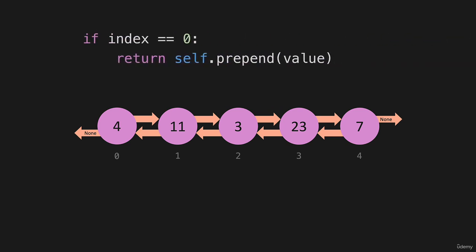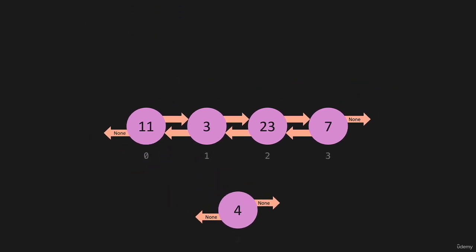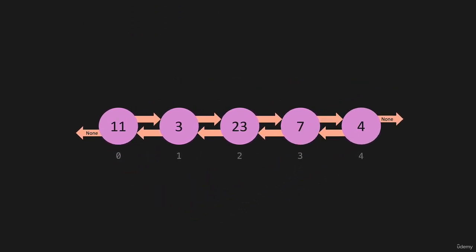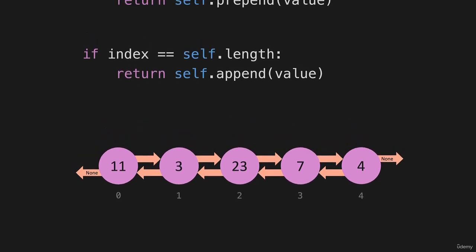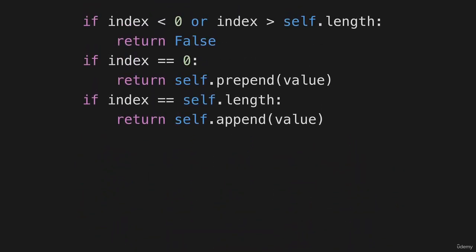We could also insert this at the index of 0. If it's at the index of 0, we'll just return self.prepend and pass that the value, and that will put that on that end of the linked list. And then also on the other end, if the index is equal to the length, we'll return self.append and pass that the value. So let's take a look at all three of these if statements like that.